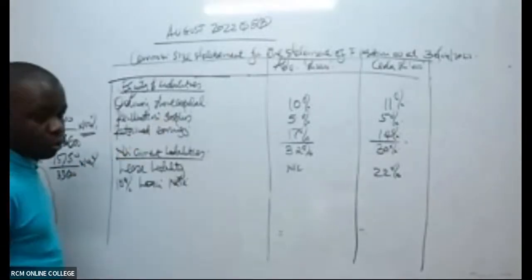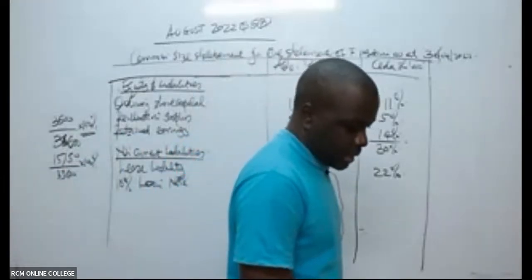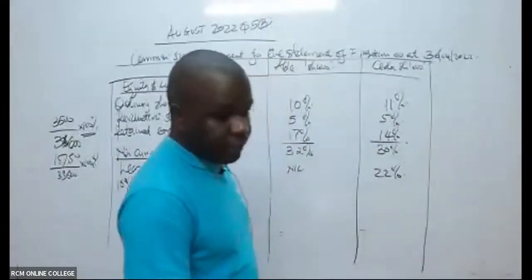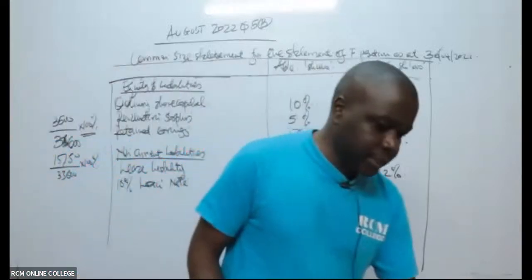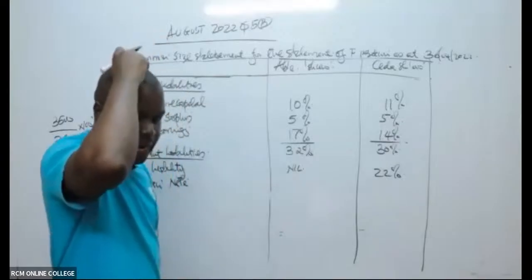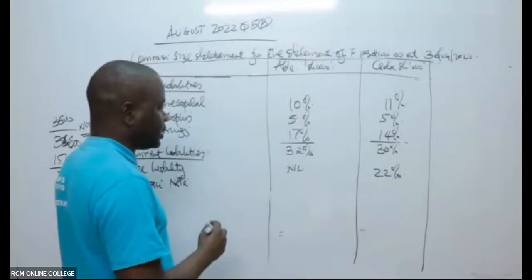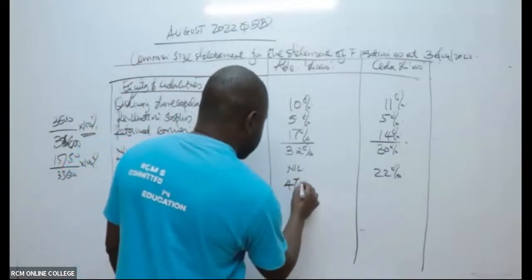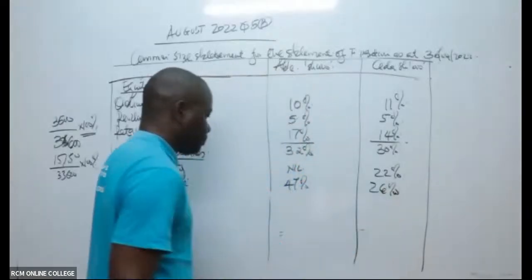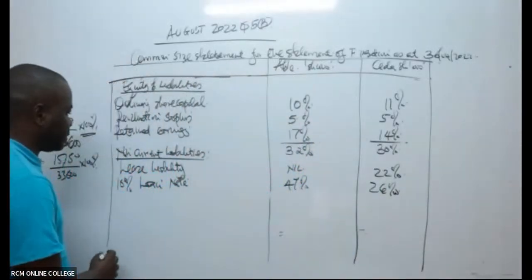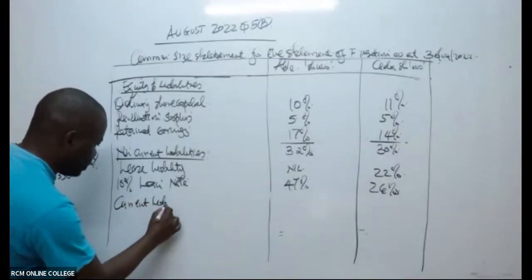So that is for able. Then the other one is 17,500 divided by the same amount, the total assets, that is 66,500. So 46.9 and 26.3. So that is 47% and 26%. Then I think those are the only items. Then we have the current liabilities.